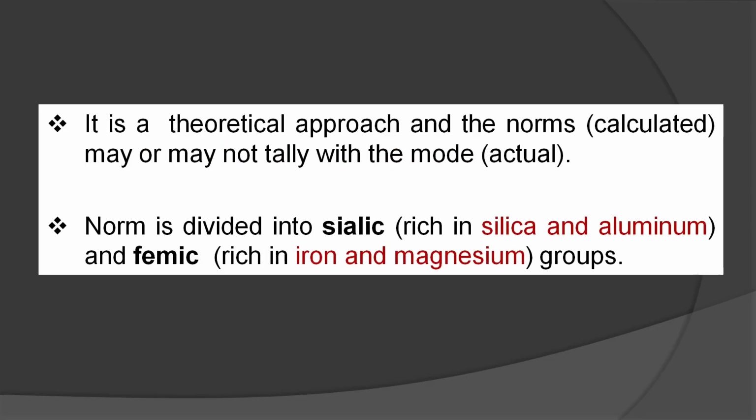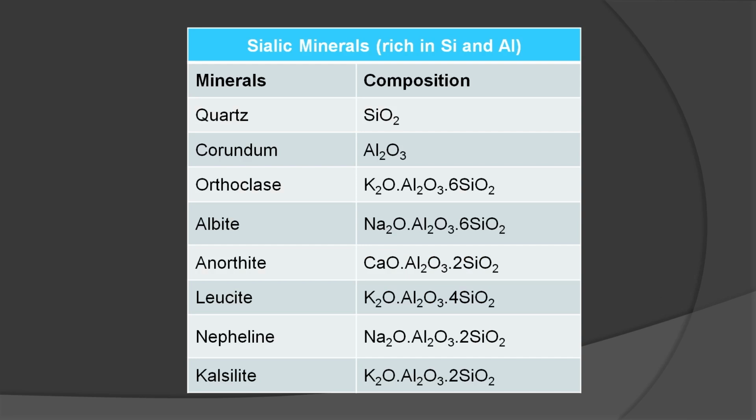It is worth mentioning that this is a theoretical approach and the norms calculated may or may not tally with the mode, that is, the actual composition of the rock. Norm is usually divided into two groups. We have the sialic minerals and the femic minerals. Sialic minerals are those which are rich in silica and aluminium, and the femic are those which are rich in iron and magnesium. Here you can see a list of sialic minerals which are rich in silicon and aluminium.